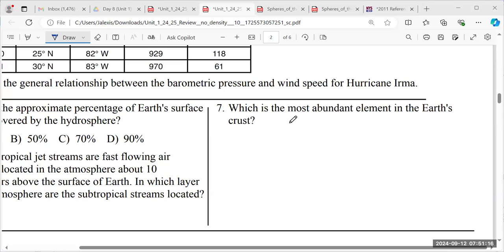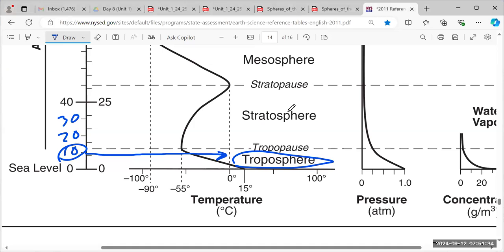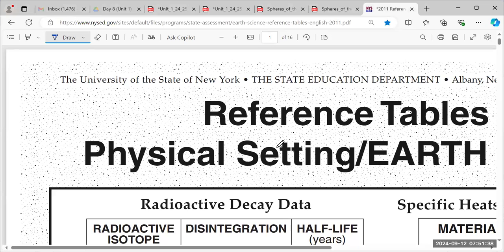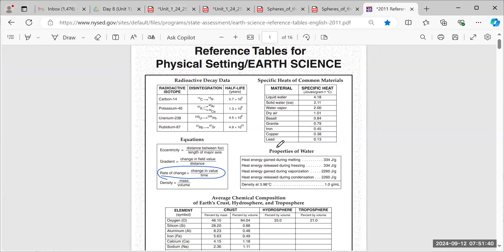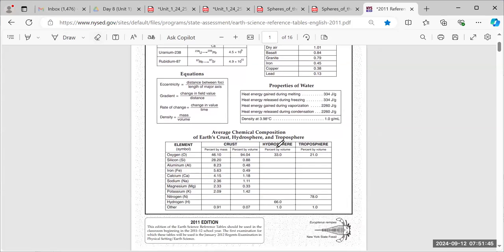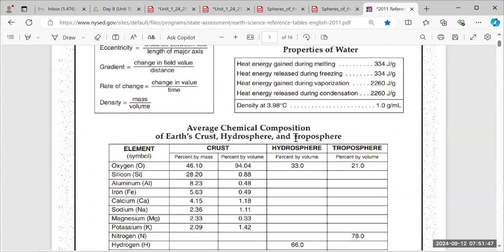Number 7, which is the most abundant element in the Earth's crust? All right. Well, there is a page on the reference tables that mentions the elements in the Earth's crust. What page, everybody? We're going to scroll to page 1. So let's scroll to page 1. Make sure you have your reference tables out. And we're going to scroll right here at page 1.